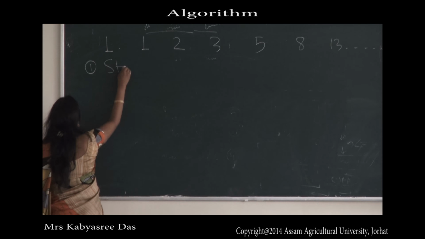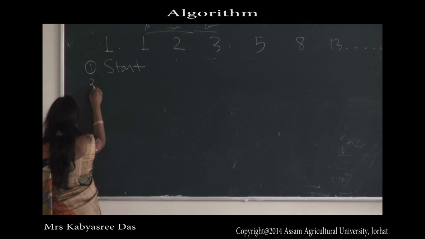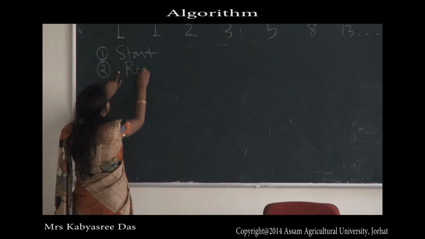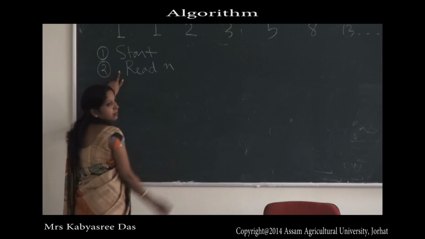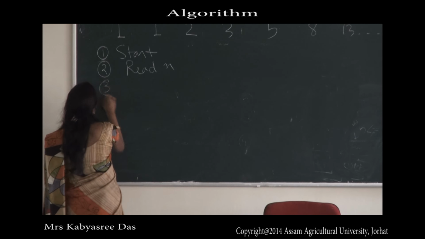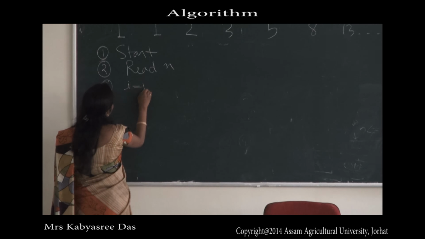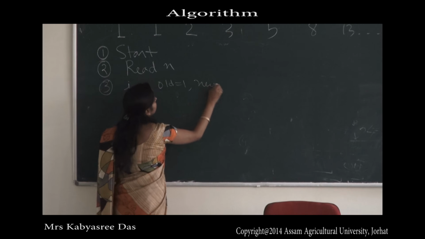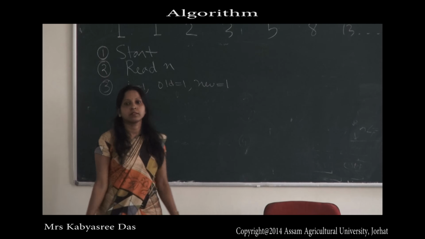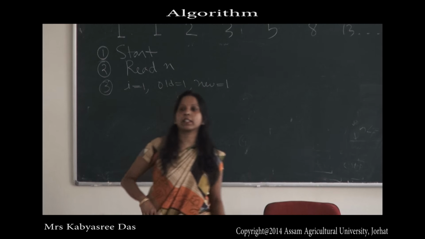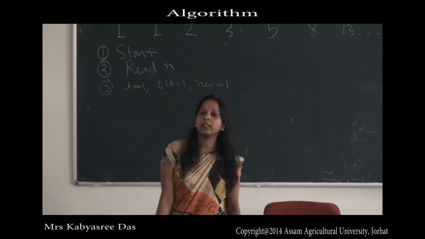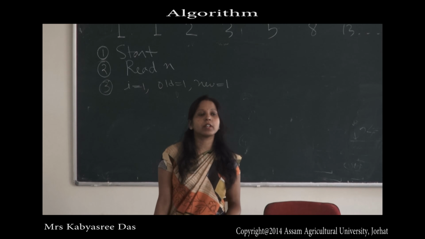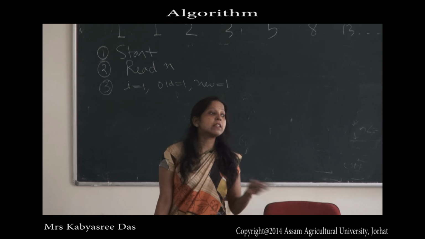Number 1, start. Try to get this logic, it's a very tough one. Then read n. N is the number of terms, so read n. And number 3, I is equal to 1, old is equal to 1 and new is equal to 1. First take 3 variables I, old and new. I is for counting the number of terms, and old and new are for printing the terms.